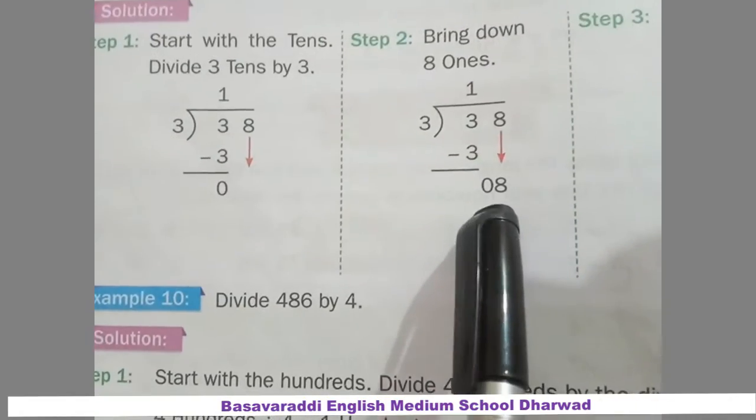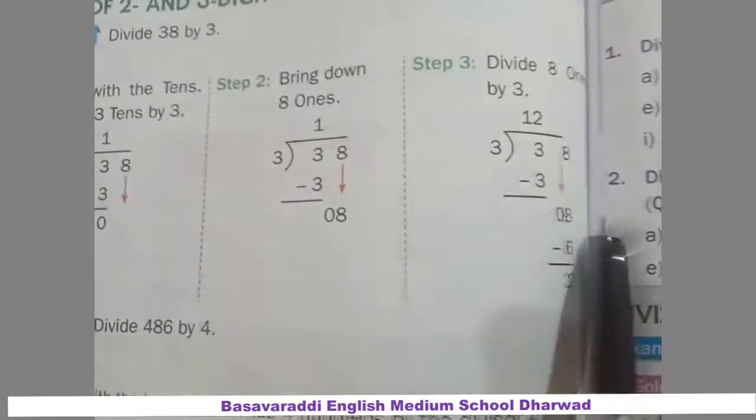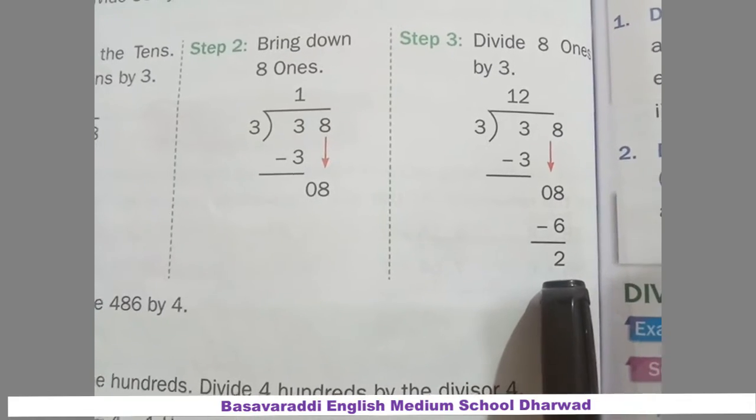Once we bring down 8, again we have to tell the tables. 3 threes are 9, so we move back: 3 twos are 6. Then we subtract: 8 minus 6 is 2. So 2 is the remainder and 12 is the quotient.